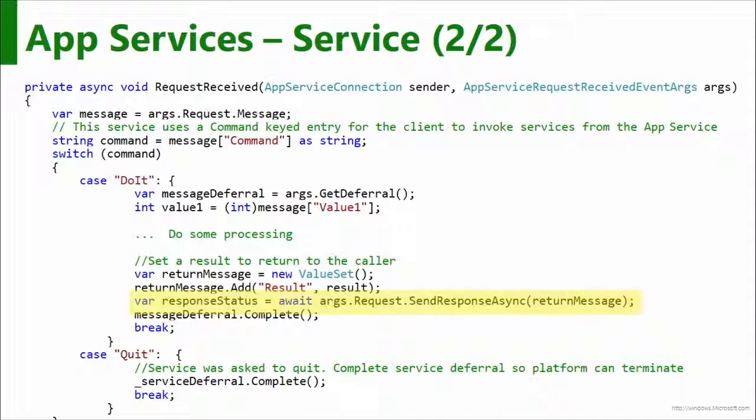Again, you want to get a deferral if you're doing any async calls. You'll do your processing, whatever that turns out to be. And then when you're ready to return a result, you new up another value set, fill it in with the values you want to return, and you call send response async on the request object to send it back, and that's it. That's the basic pattern for creating an app service. So pretty straightforward. You have your run method that sets it up, and your request received that just processes every request. That's it.